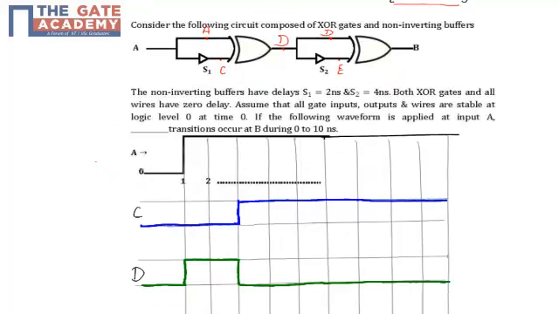So initially it is like this. At 1 there is a transition. Since S1 has a delay of 2 nanoseconds, after 2, that is at 1, it is changing, so 1, 2, 3. At 3 it would change. So here this line will toggle over here.